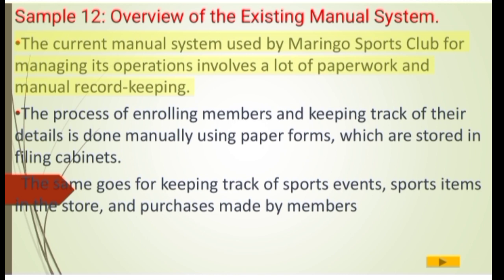Sample 12. Overview of the existing manual system. The current manual system used by Maringo Sports Club for managing its operations involves a lot of paperwork and manual record keeping. The process of enrolling members and keeping track of their details is done manually using paper forms, which are stored in filing cabinets. The same goes for keeping track of sports events, sports items in the store, and purchases made by members.